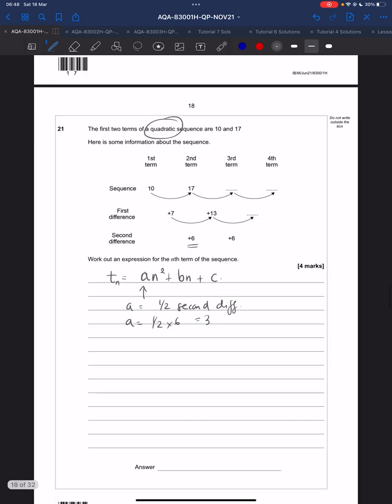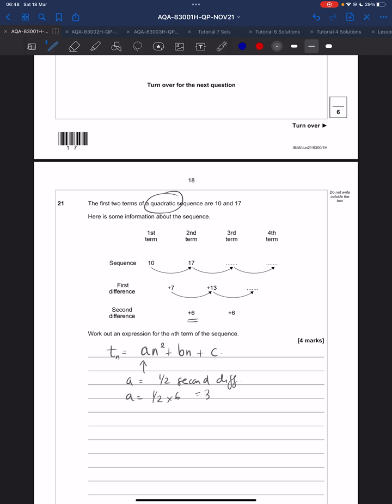It's 4 marks, so we do need a bit of working. So the nth term is 3n squared plus bn plus c. If it's a quadratic, the coefficient of n squared is half the second difference. Now let's fill in some more gaps. That's plus 6, so that's 19. Here, this was plus 13, so that's 30. And then it's 49. So we go up by 7, then 13, then 19.